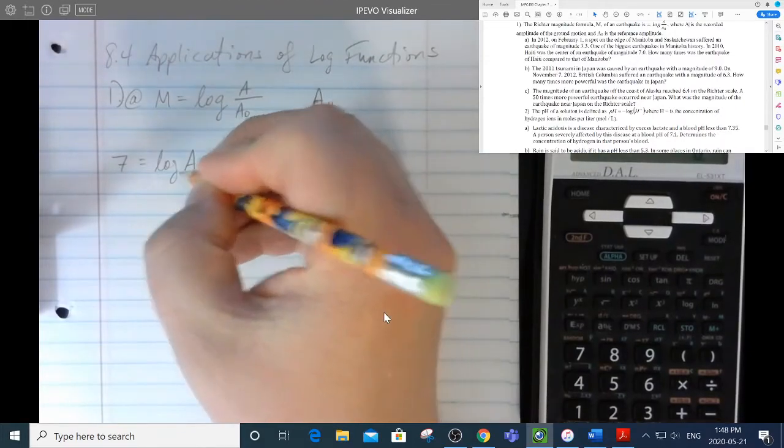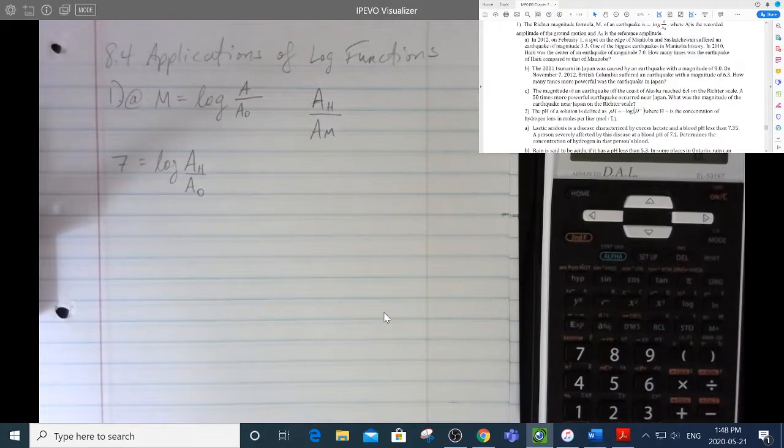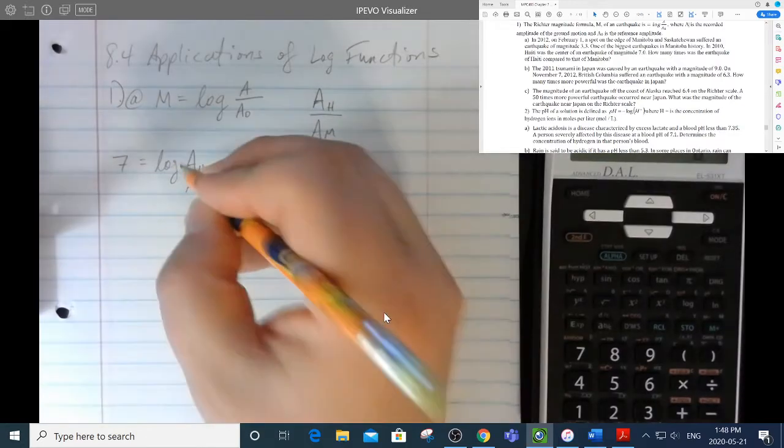So the amplitude of the Haitian earthquake divided by, again, that baseline measurement. What did they call it again? The reference amplitude. There we go. And that's for Haiti.